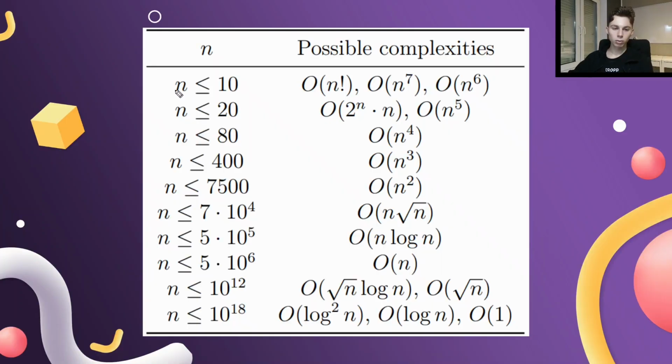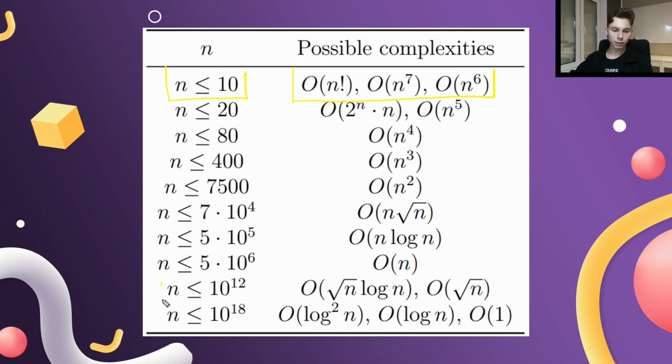Here I present to you a guide that allows you to calculate the time complexity of your algorithm needed to solve a particular problem. So for example, if in a programming contest the n, so the size of your input, is given to be lower or equal to 10, your algorithm or your solution can have a time complexity of n factorial, n to the power of 7, or n to the power of 6. This doesn't mean that it should have these complexities, but it can have those.